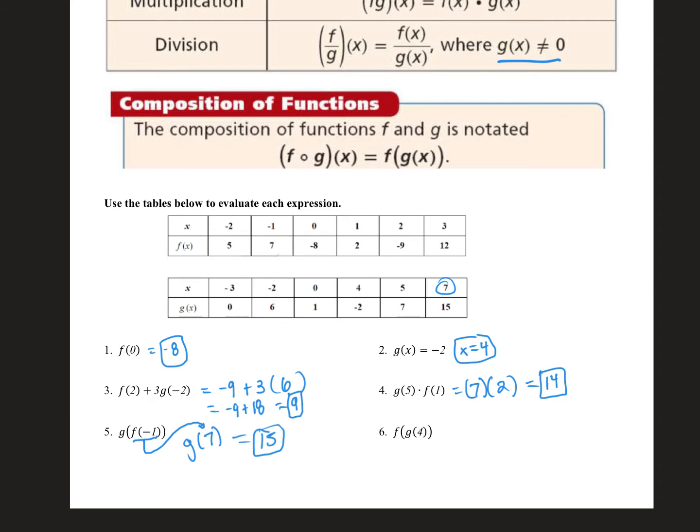Let's go ahead and erase this. And our last one, we got number 6. We got f of g of 4. So first we're going to do g of 4. So when I plug 4 in, I get out -2. Now we got to take f of -2. So f of -2, when I plug -2 into my function f, I get out 5.